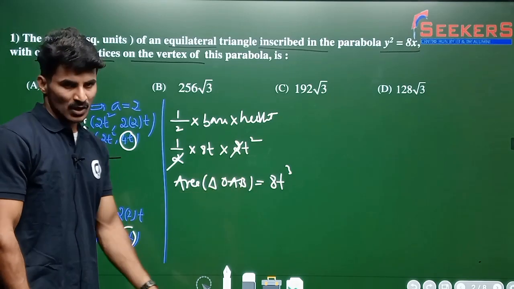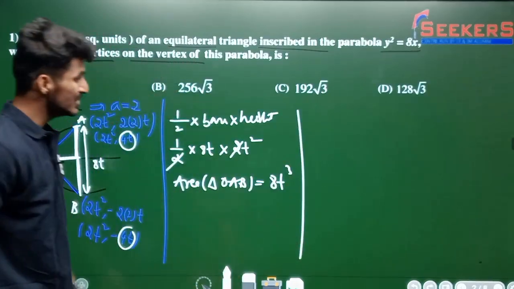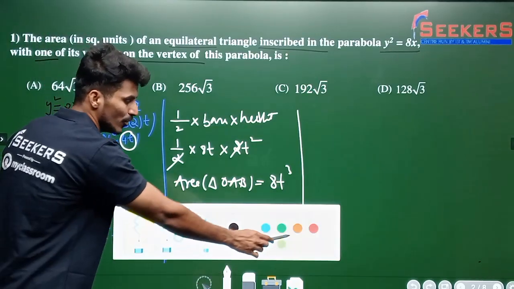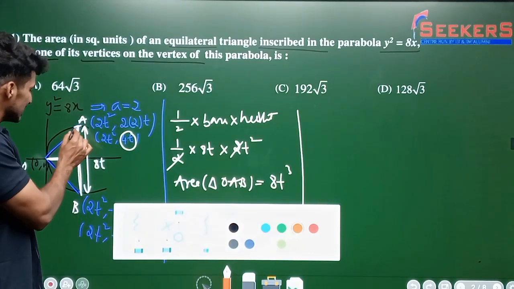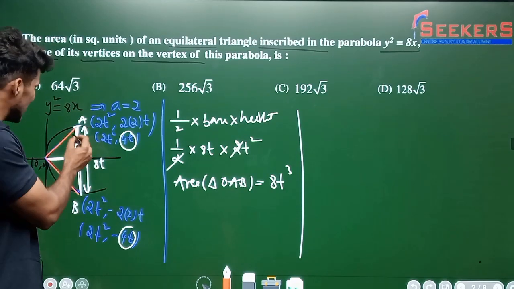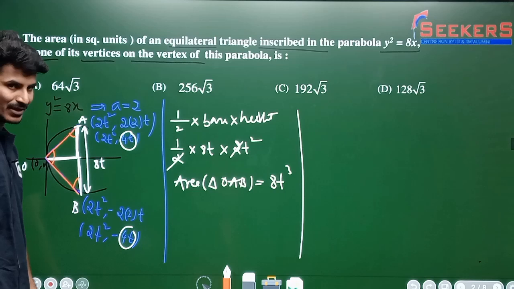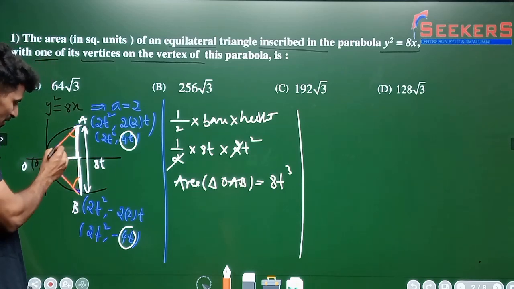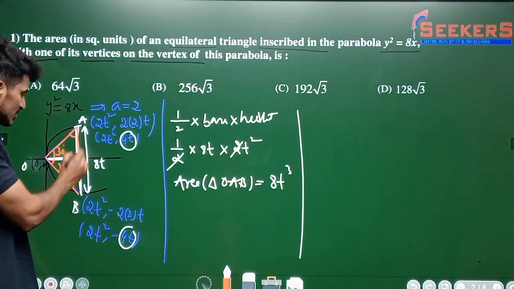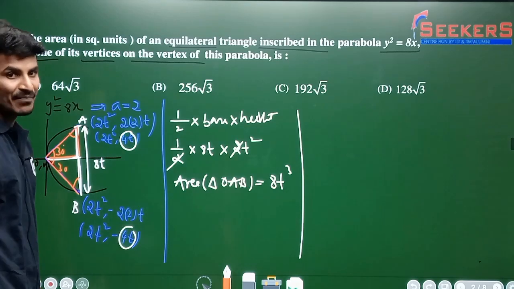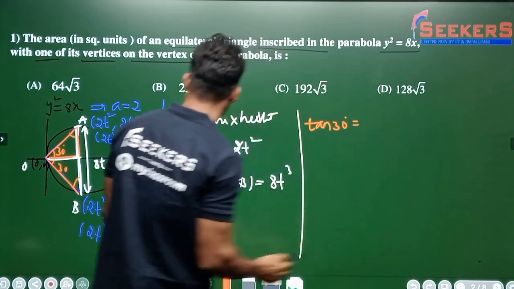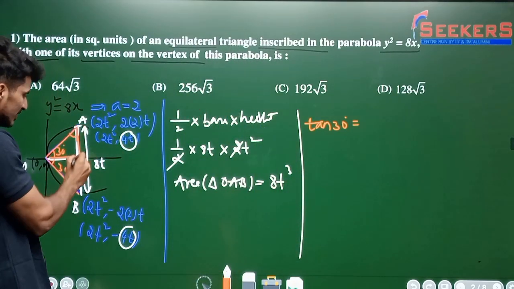Sir, what is t here? So we need to find out t here. How do you find out the t value? For finding the t value, we have a hint. Since he has given an equilateral triangle, each angle is going to be 60 degrees. So I have 60 degrees, which means here 30 degrees and here 30 degrees. Now look at this here, I have this side and this side, which means I could apply tan 30 here, right? So tan 30 is going to be opposite by adjacent.